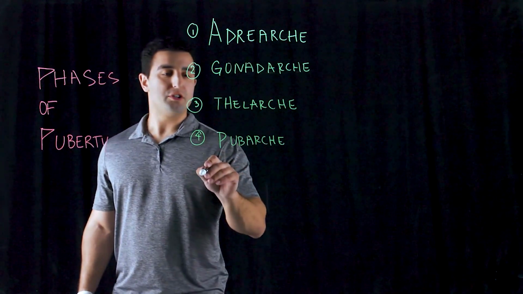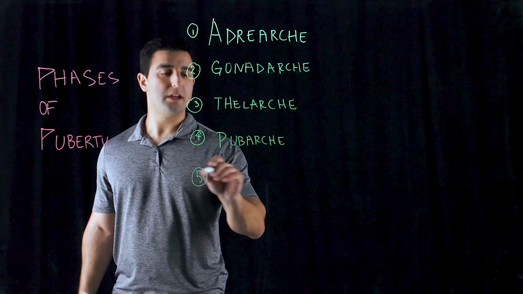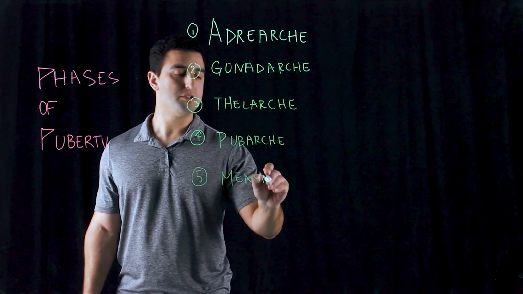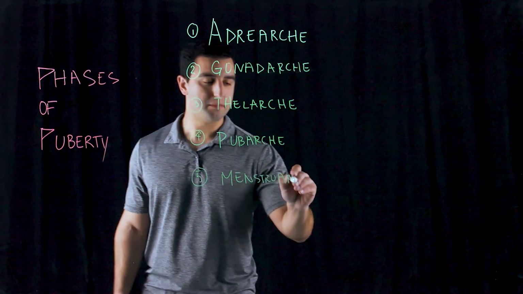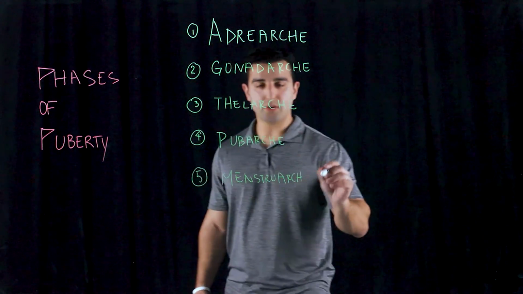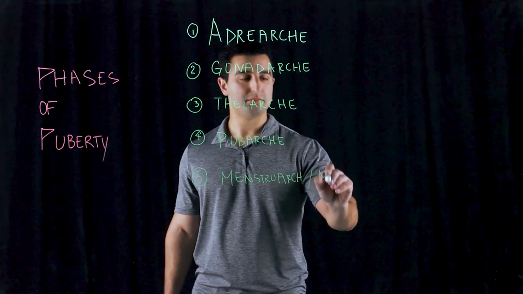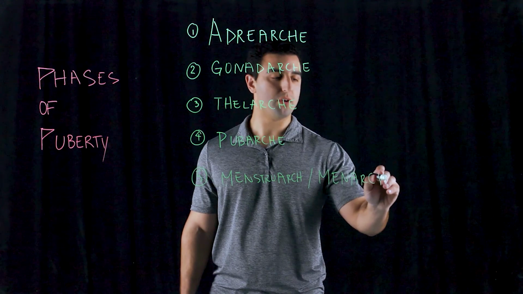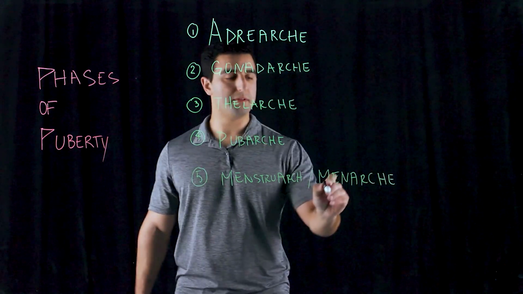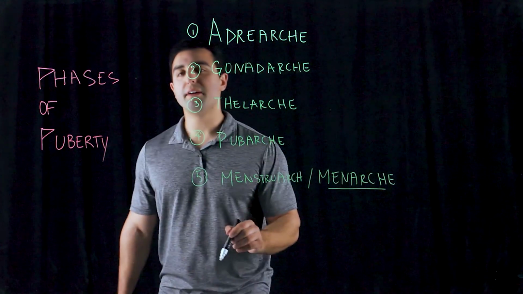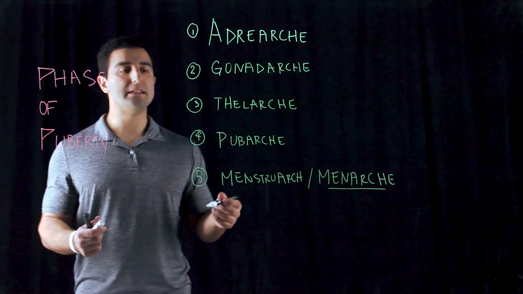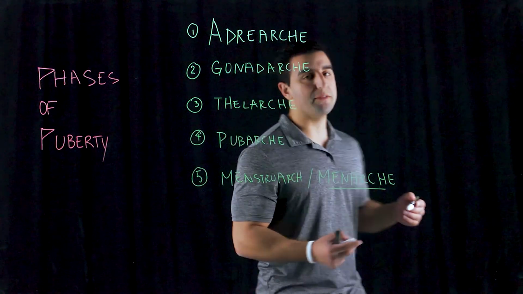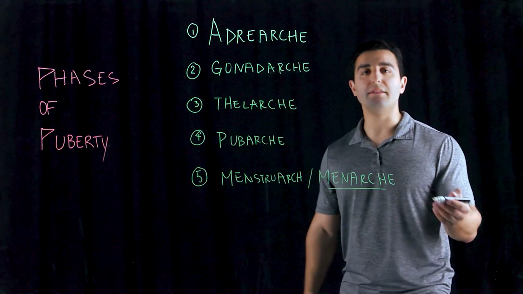And then the final phase here, you have the menstrual arche, or it's called the menarche. So the menstrual arche, or the menarche phase here, is the final phase where you have instances of menstrual bleeding, right? So this is where there's a possibility of fertility taking place in the female body, right?